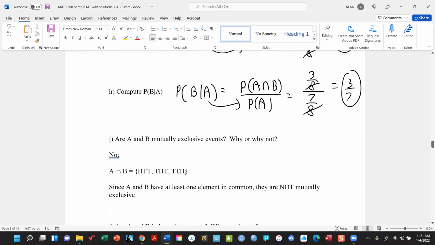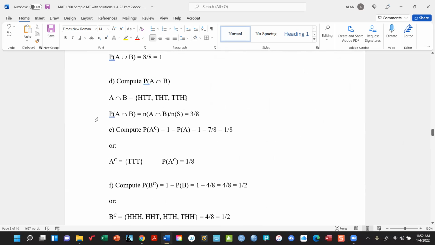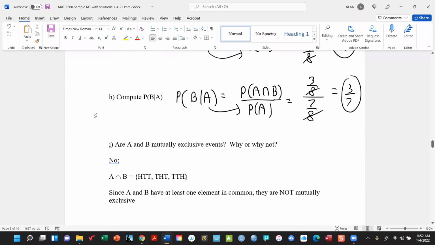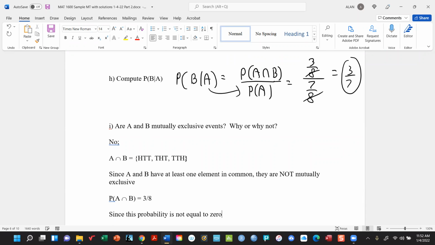And you could also say that the probability of A and B, which we've already calculated to be 3/8, since this probability is not equal to 0, A and B are not mutually exclusive. So, you can take your pick. Which one do you want to use as your explanation? But the answer is, of course, no. They have at least one element in common, which implies that the probability of their intersection is not zero. All right, which is what it would be if they were mutually exclusive.